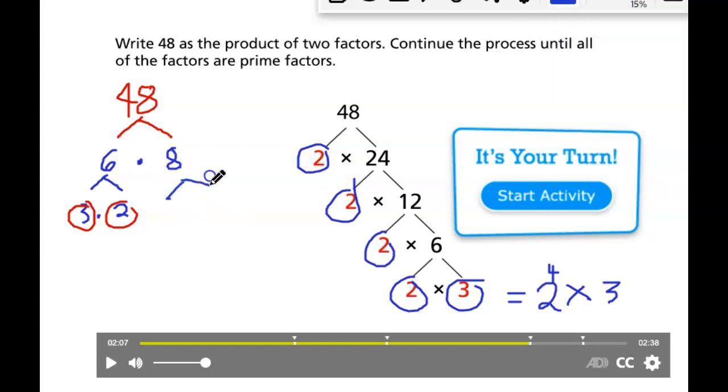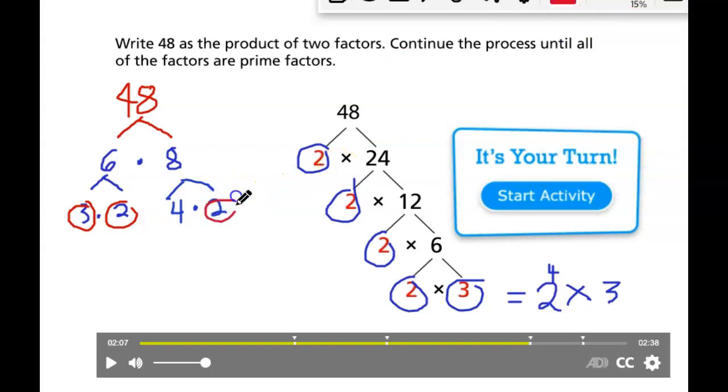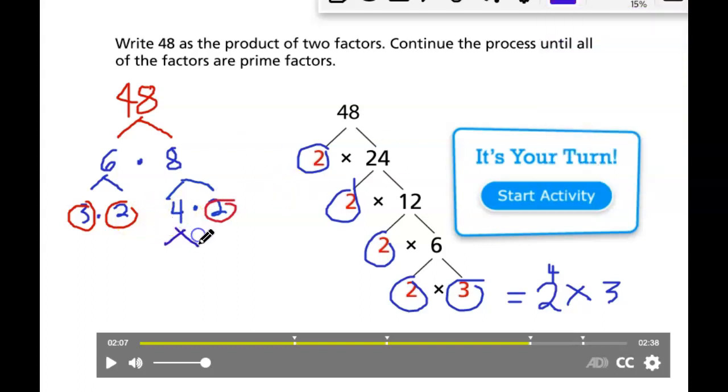What will it be? 4 and 2. And 2 is already a prime number, so I'm going to circle that. I could not circle 4 yet because 4 is not a prime number. So I would just continue working on 4.